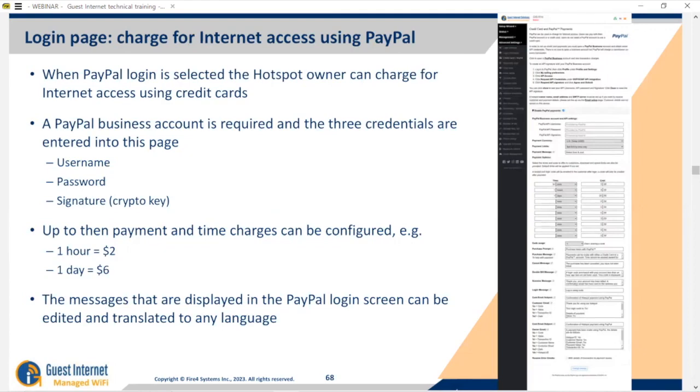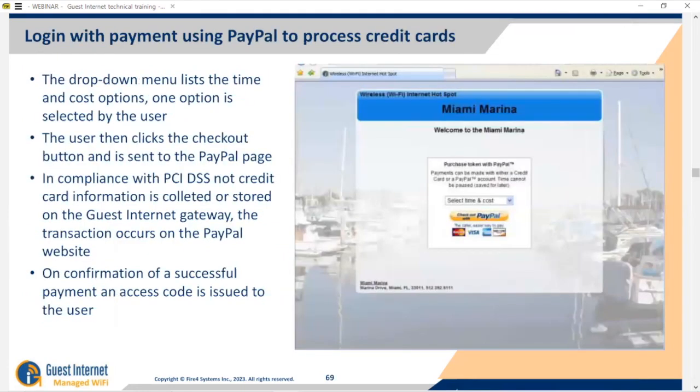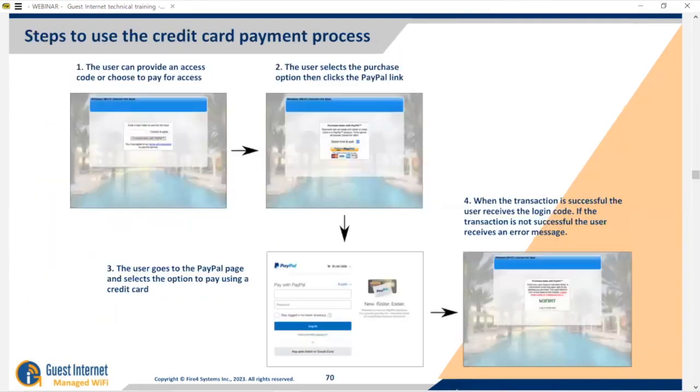And so when the guest logs in, then the guest will go through a process to make the purchase. The login screen will look like this. So the guest can click on the purchase, and then the guest goes through a process shown here, where once the button is clicked, the guest sees the drop-down menu to select the option.